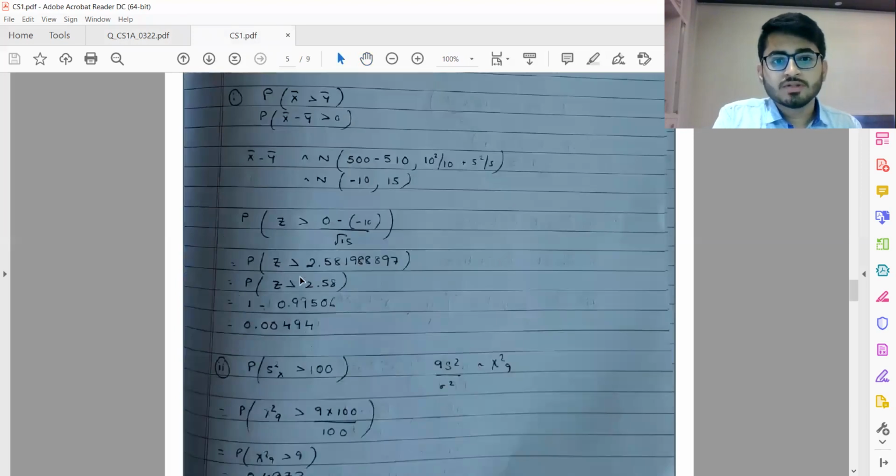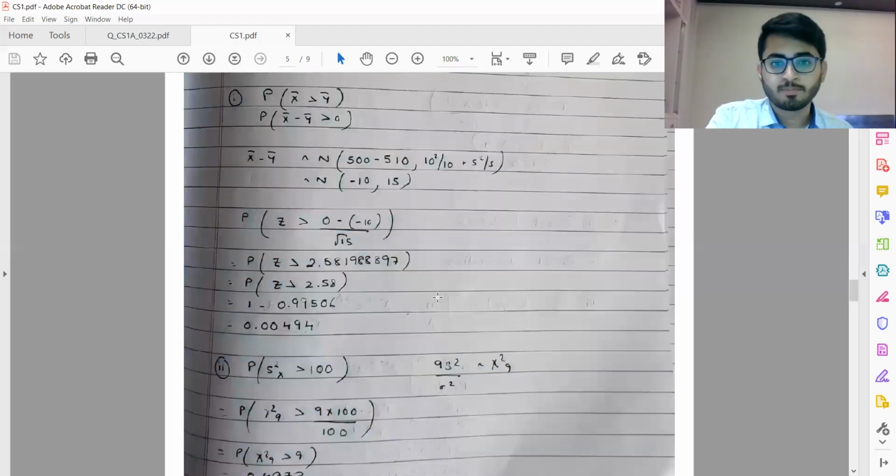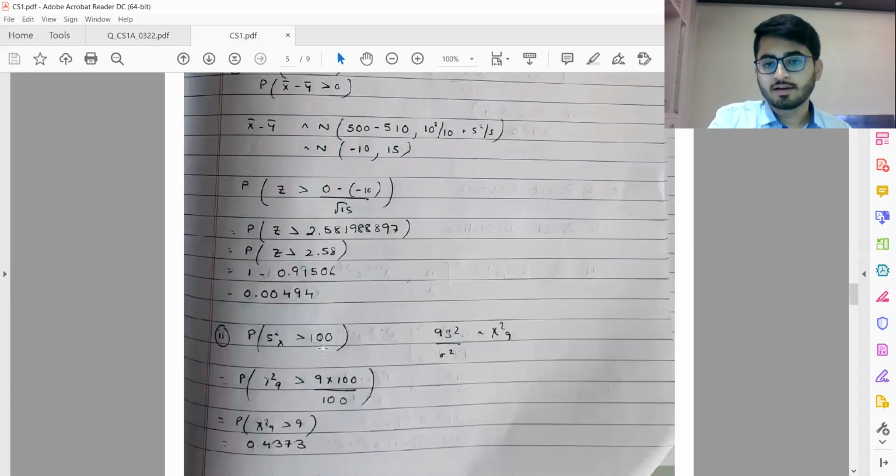So it's getting Z greater than 2.581988, and so on. Somebody could have rounded off to 2.582, even to 4 decimal places, it's 2.5820. The answers you would have got would not have matched what is there, so you could have selected none of the above. But if you're rounding off to 2 decimal places, you are getting 0.00494, which is there already in the solution. Next part is we need to find that the sample variance S square X is greater than 100.